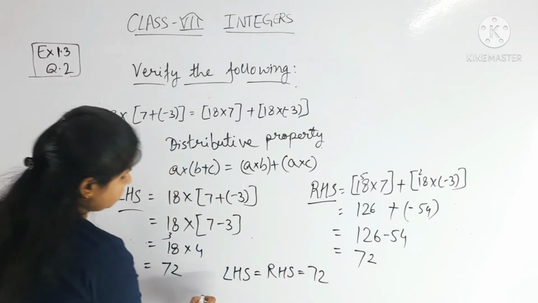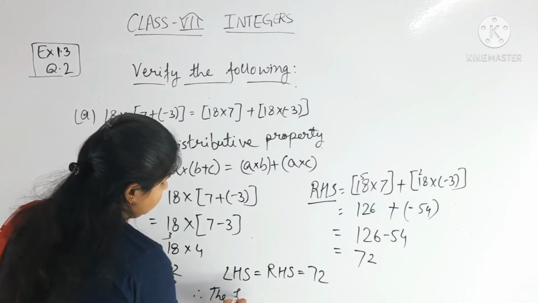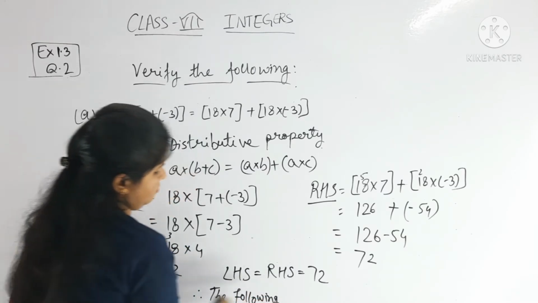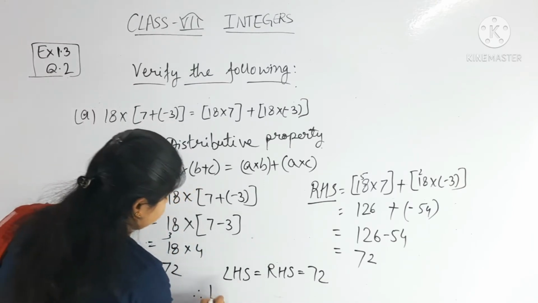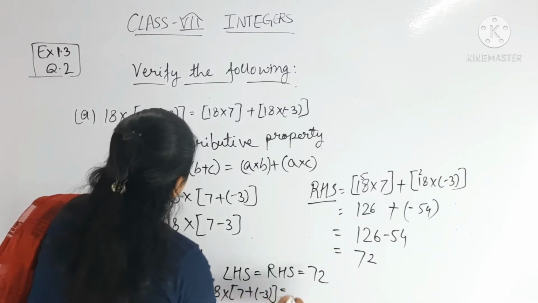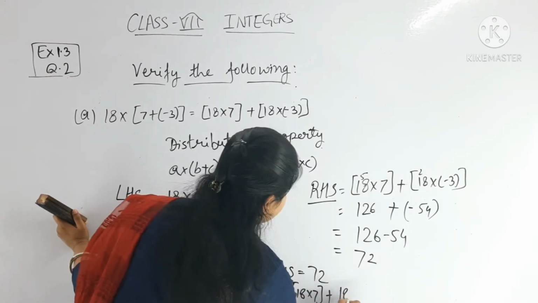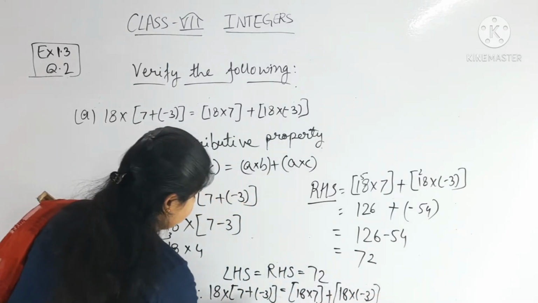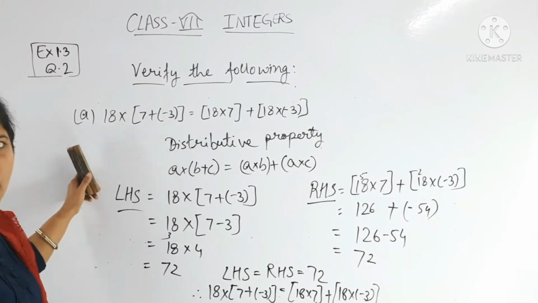Therefore the following: 18 into (7 plus minus 3) is equal to 18 into 7 plus 18 into minus 3 is verified. Okay, that is part A.